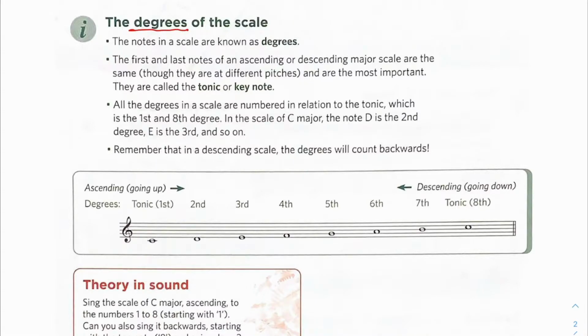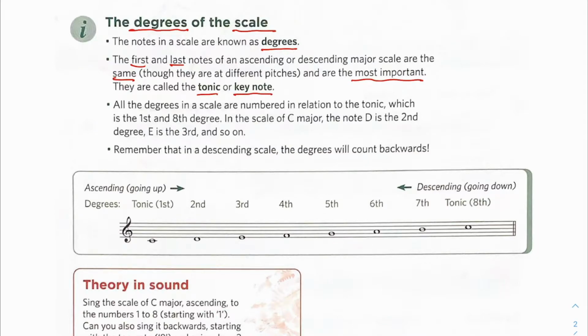The degrees of the scale. The notes in the scale are known as degrees. The first and last notes of an ascending or descending major scale are the same, though they are at different pitches, and are the most important. They are the most important because that's the starting and the ending note. They are called the tonic or key note.